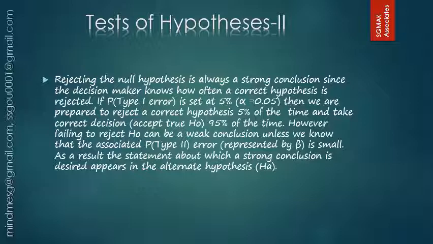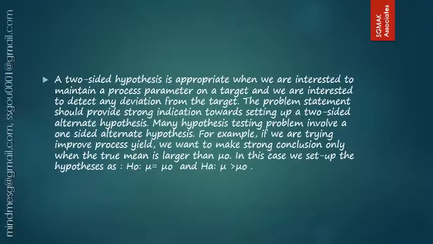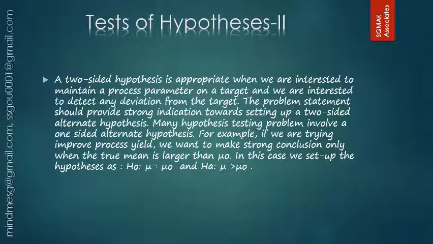Because of this, the statement about which a strong conclusion is desired appears in the alternate hypothesis. Once again, the statement about which a strong conclusion is desired appears in the alternate. A two-sided hypothesis is appropriate when we are interested in maintaining a process parameter on a target, and we are interested in detecting any deviation from the target. The problem statement should provide a strong indication towards setting up a two-sided alternate hypothesis.